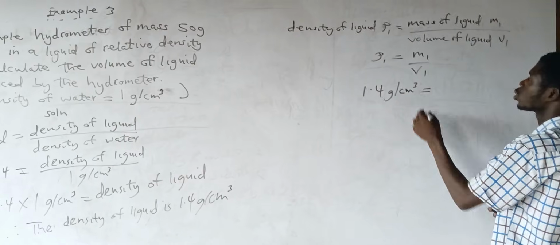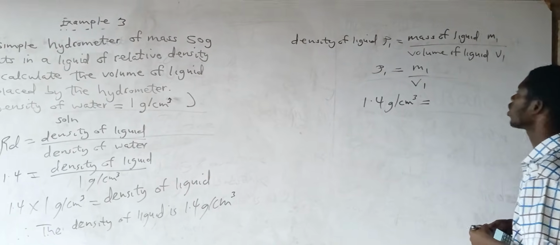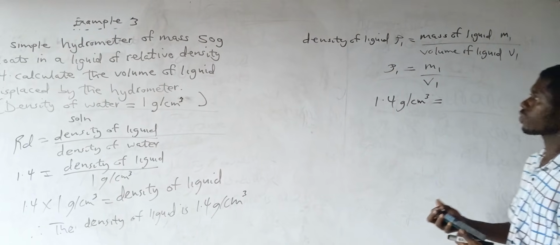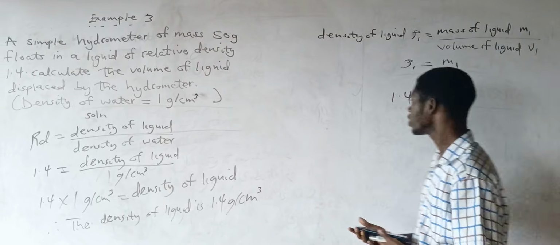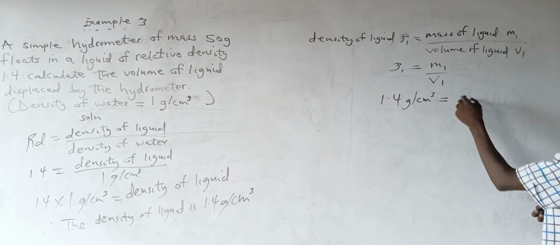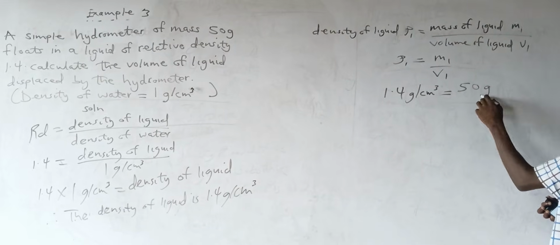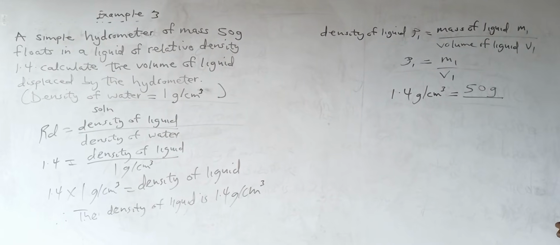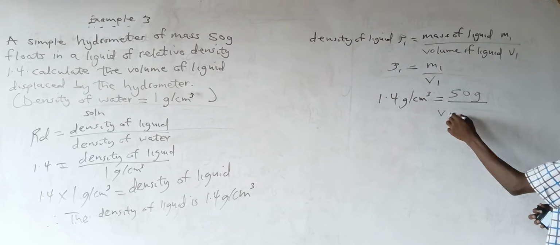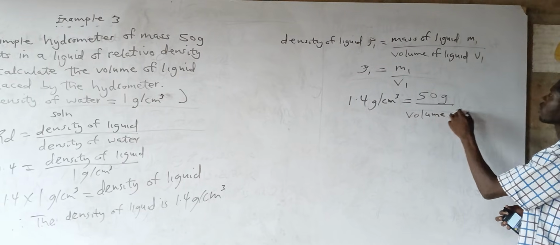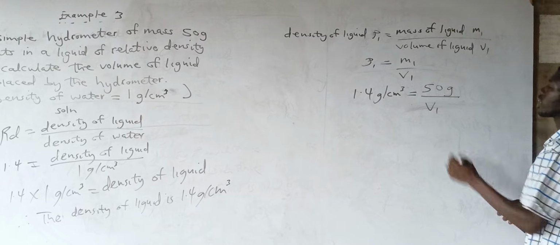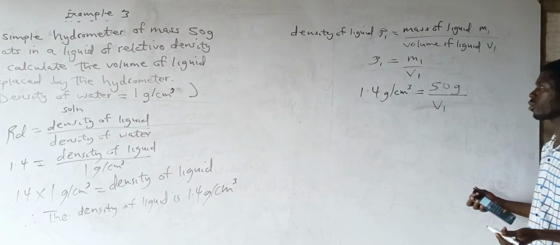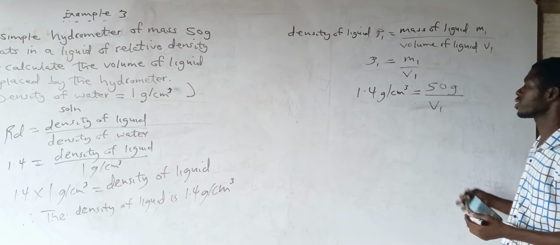Equal to the mass of the liquid over the volume of the liquid. From the question, it says the mass is what? 50 grams, right? The mass is 50 grams. So now the volume of the liquid, that's what you don't know, right?